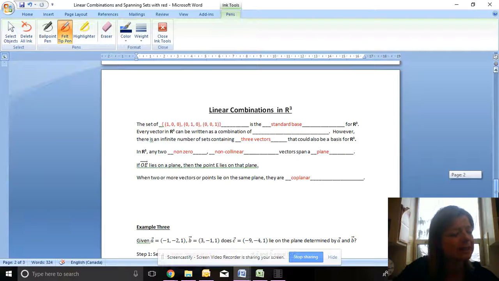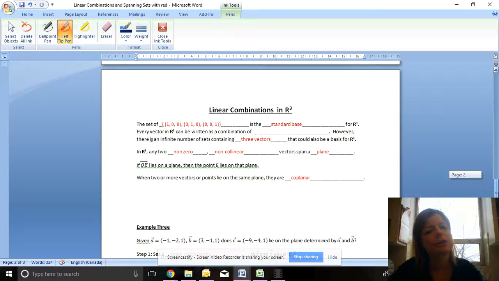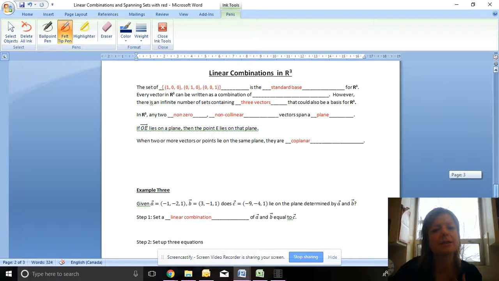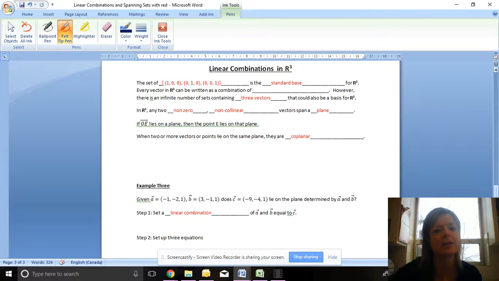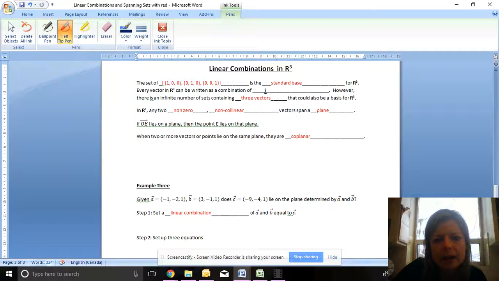Okay, so the similar thing can be said in R3. So first of all, the set of the 3 unit vectors is the standard basis for R3. So every vector in R3 can be written as a combination of i, j, and k. However, there is an infinite number of sets containing 3 vectors that could also be a basis for R3.